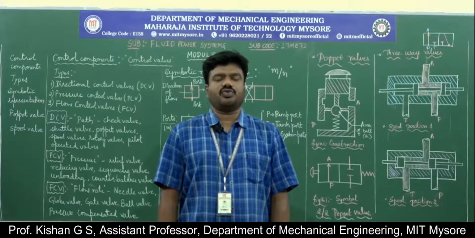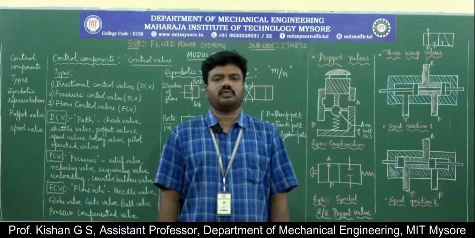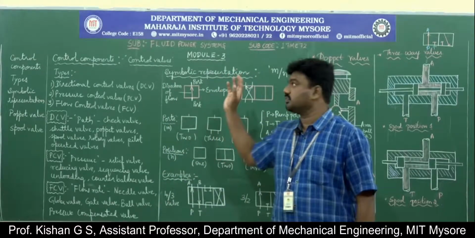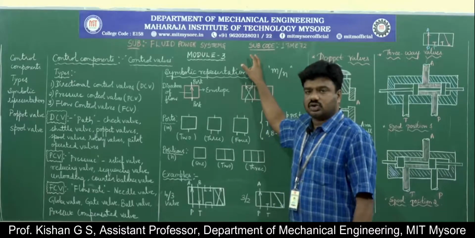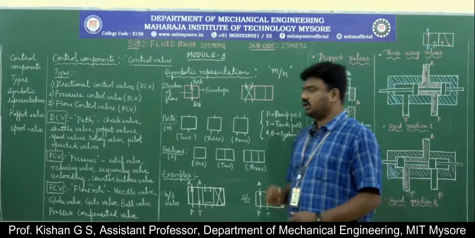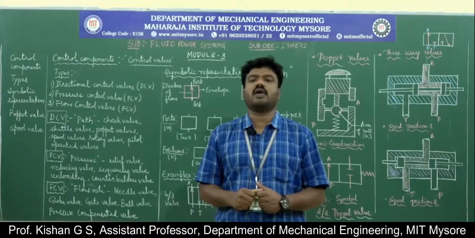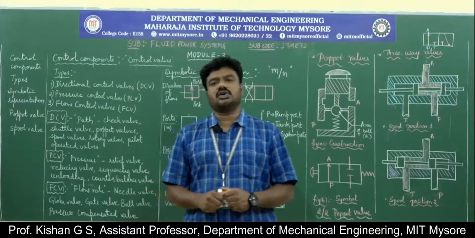So myself and my co-faculty Professor Purushothamis will be dealing with the third module related to fluid power system for 7th semester mechanical engineering students, the subject code bearing 17ME72. So this is the first session on module 3, that is control components of hydraulic system and hydraulic circuit design.